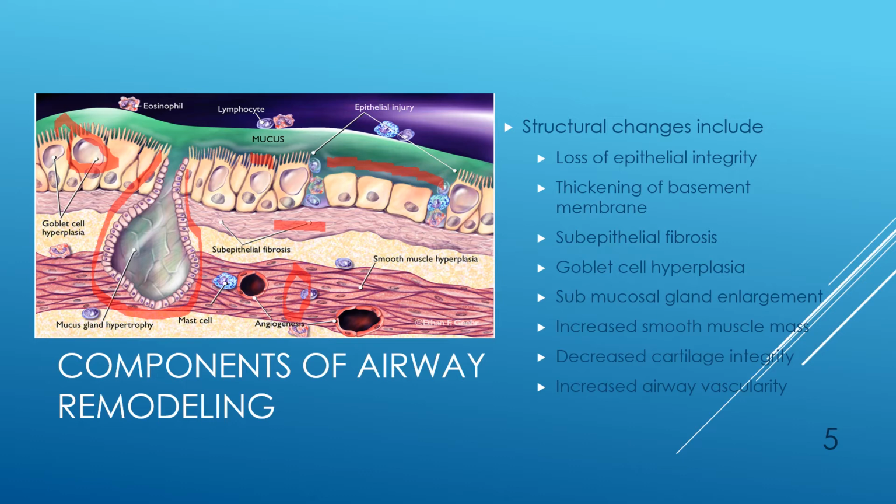You also get what is called angiogenesis, which is basically you get vascularization in that area, and that could create edema. So all of these factors result in increased mucus, number one, and number two, increase in diameter size, which impedes airflow. So all of these components work as part of airway remodeling, and I'm going to go into a little bit more detail as we go along.